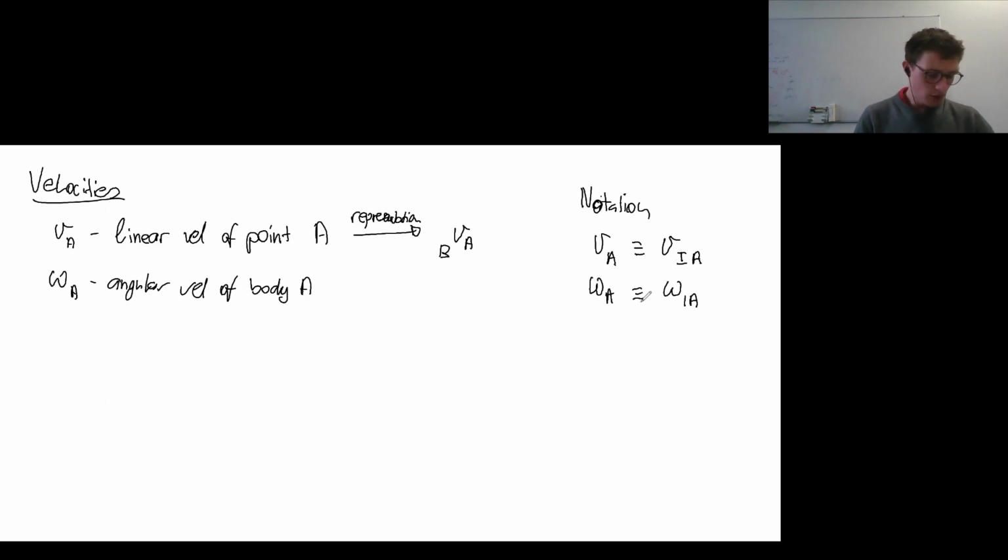So how do we define those velocities? The velocity of A is defined as the time derivative d by dt of the position vector from I to A. And that is basically exactly what it means. How does the position vector change over time? The position vector to a point changes over time, and this is defined as the velocity of this point.